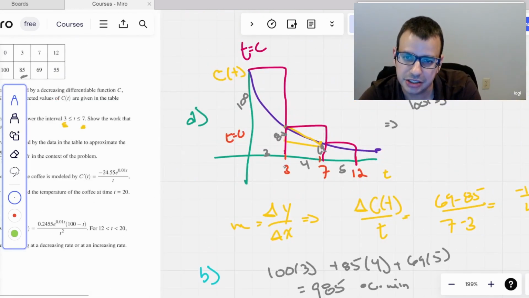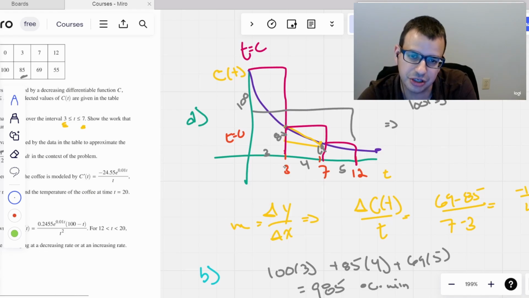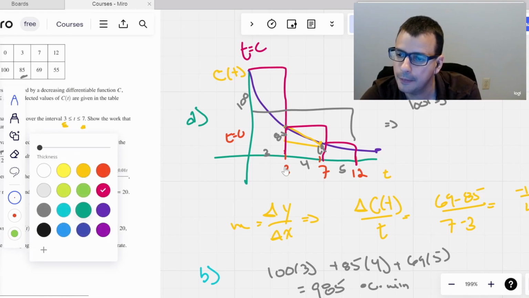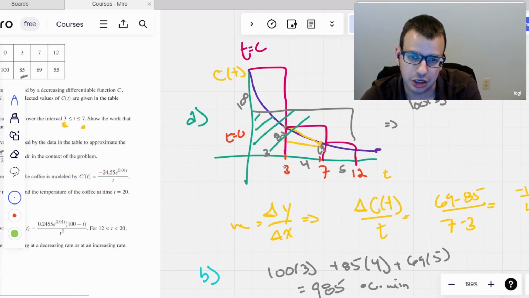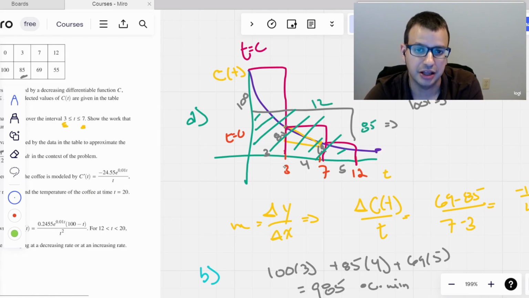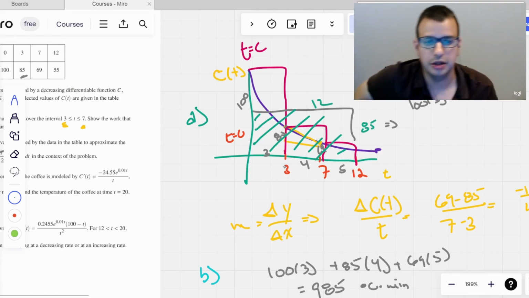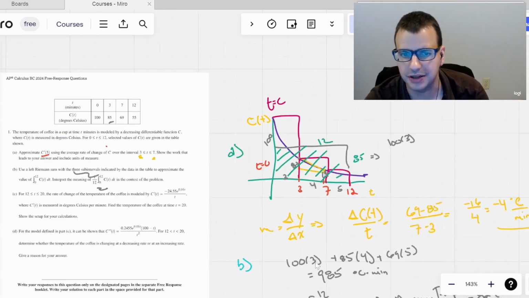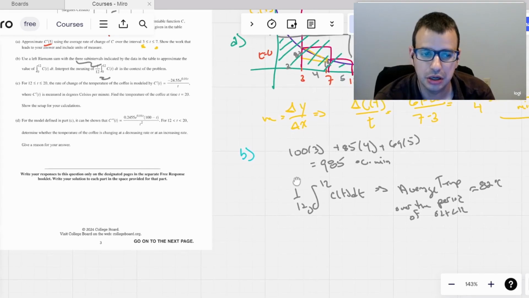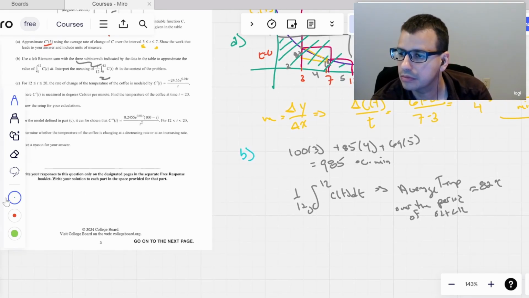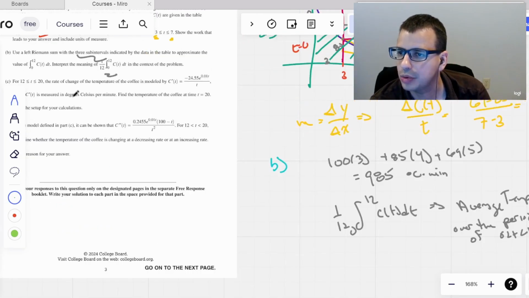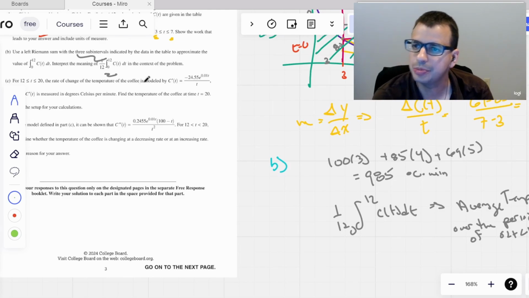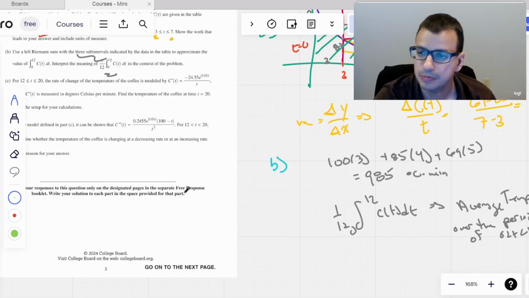And what that means is, if we took all the area under these curves, these boxes, these Riemann sums, and squished them into a rectangle, it could be a rectangle that was 85 high and 12 long. So basically it's like take the area and rearrange it so it's flat. That would give us the average temperature. Let's see if there's anything else they wanted there. Interpret the meaning in context of this problem: average temperature.